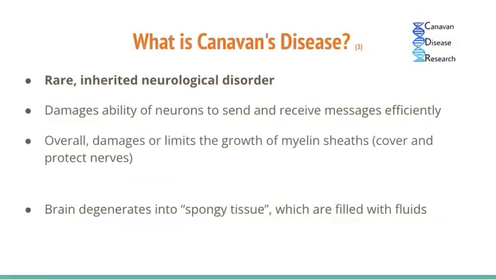What is Canavan's disease? Essentially, it is a rare inherited neurological disorder. It damages the ability of the neurons to send and receive messages efficiently throughout the brain and throughout the body. It damages or limits the growth of myelin sheaths, and a myelin sheath's job is to cover and protect your nerves or neurons so they can pass information effectively.